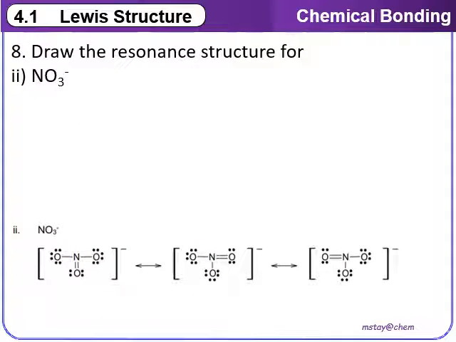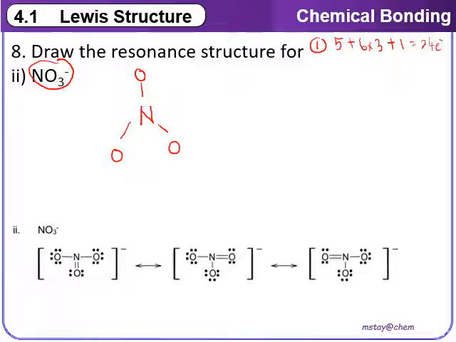Next question is about NO3 negative. Again, step number 1. Nitrogen has 5, oxygen has 6 valence electrons, times 3. The -1 means gain 1 electron. Total 24 electrons. Nitrogen is the central atom. Draw the skeletal structure. And then step number 4, assign the electrons to the terminal atoms until octet. Then we check for any extra electrons. 3 terminal atoms with 8 electrons is 24, so no extra electrons.